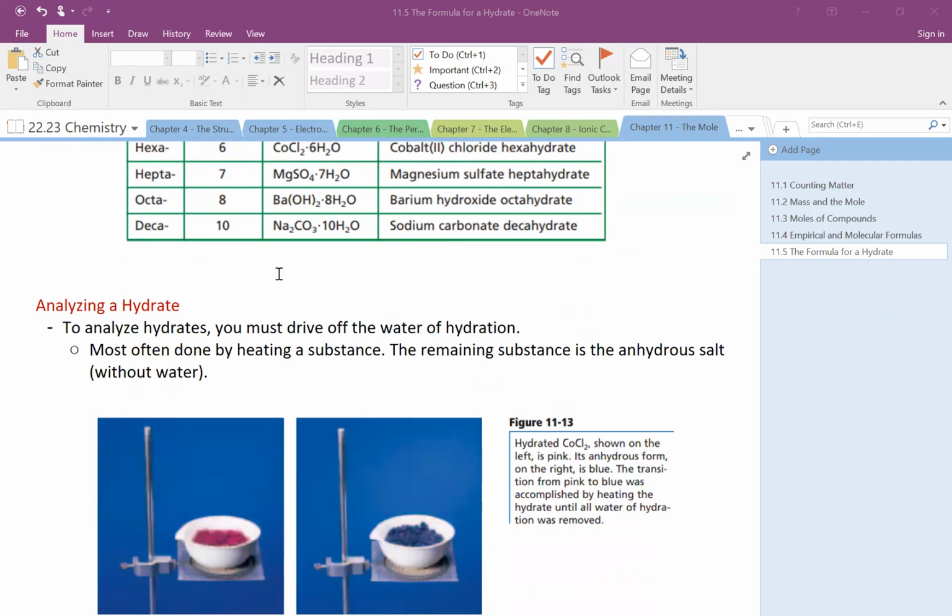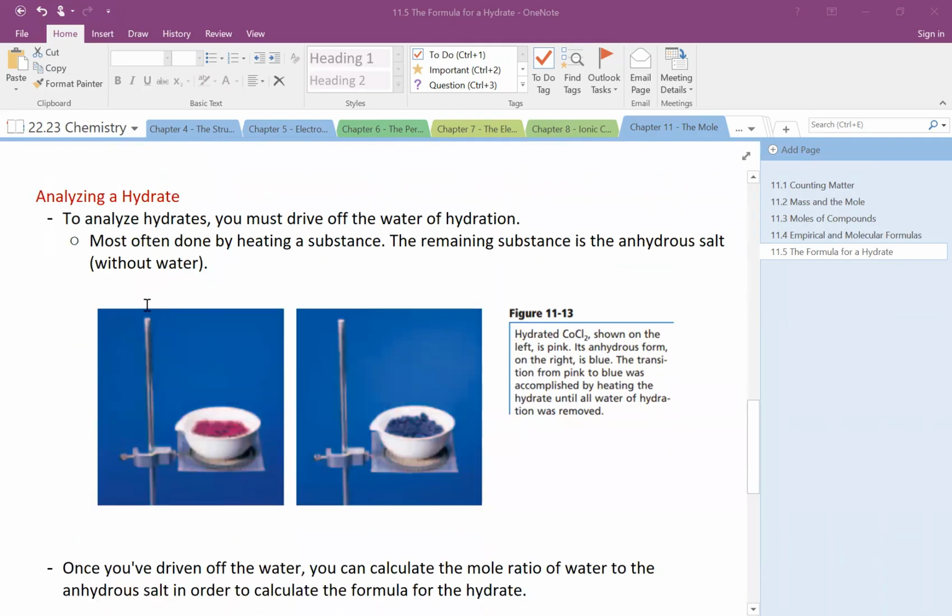So let's talk about how we would actually analyze this. What do we do with these hydrates to characterize what their chemicals look like? The most important thing you're going to have to do is heat it up. To analyze hydrates, you have to drive off the water of hydration. This is done very easily by heating the substance. You all know water has a fairly low boiling point compared to other inorganic substances. So we can heat it up, we can drive off the water.